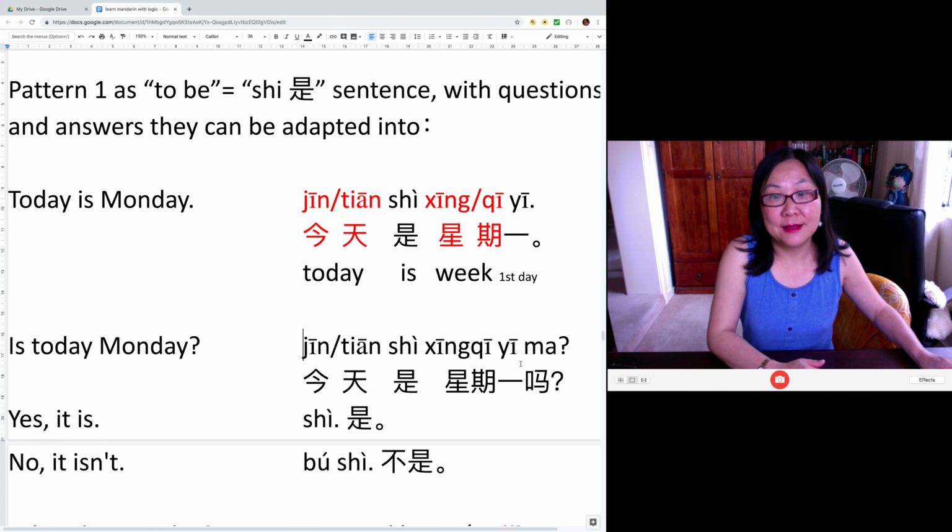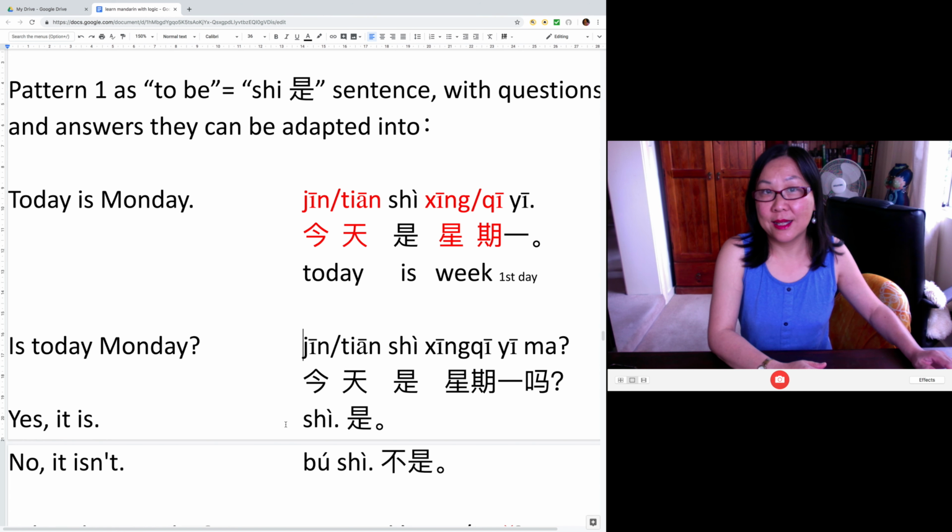Is today Monday? The answer for the 是 sentence, Chinese is like English. You can answer with yes and no. For yes, 是. For no, 不是. Remember, 不 is a negative word for sure.